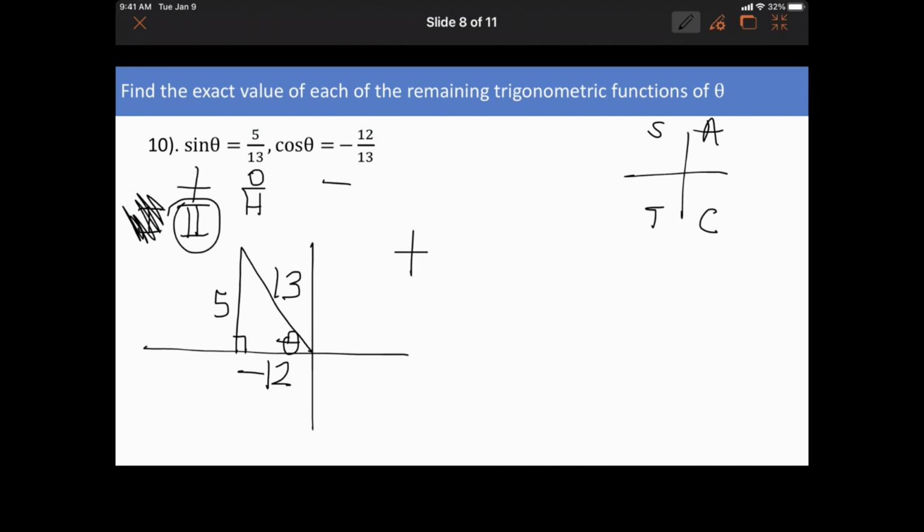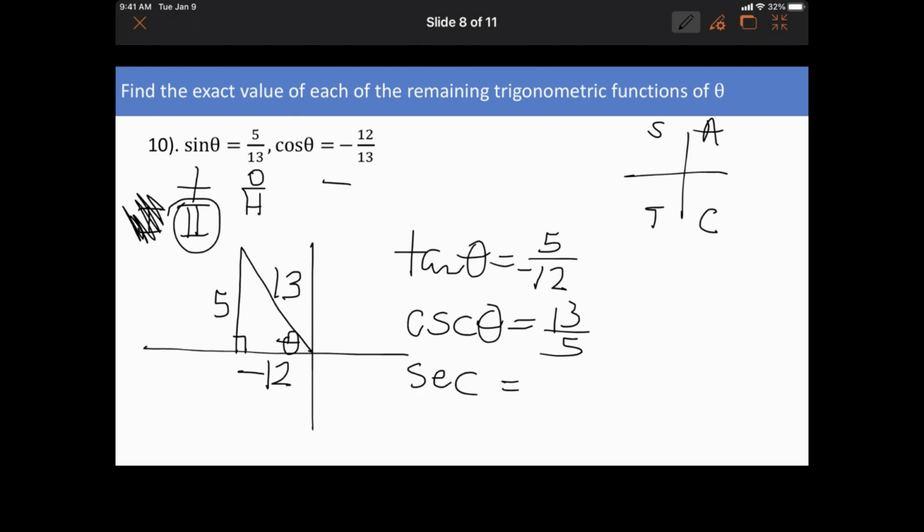So tangent is 5/-12. Cosecant is 13/5. Secant is negative 13/12. And cotangent is negative 12/5.